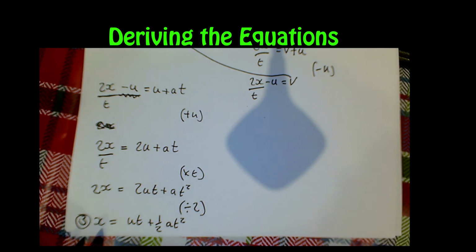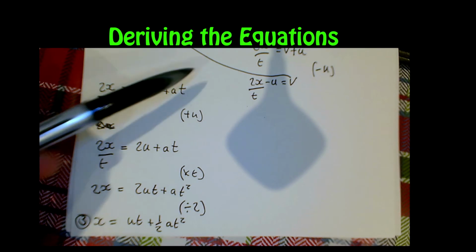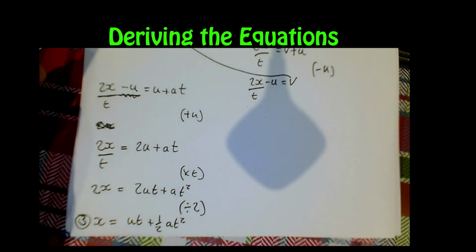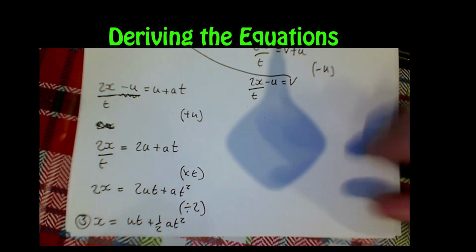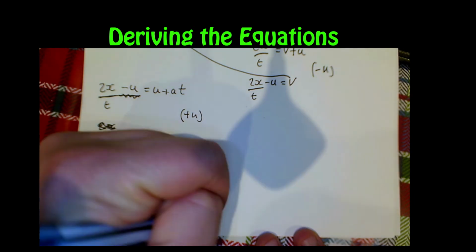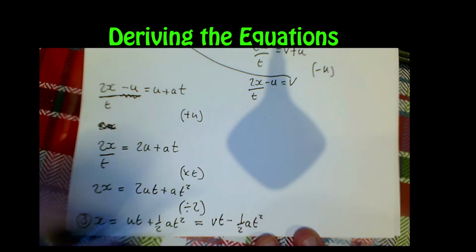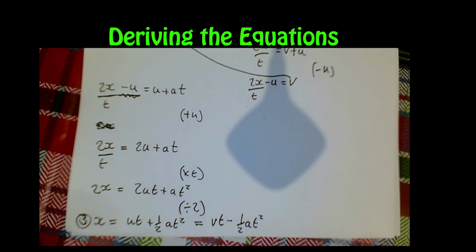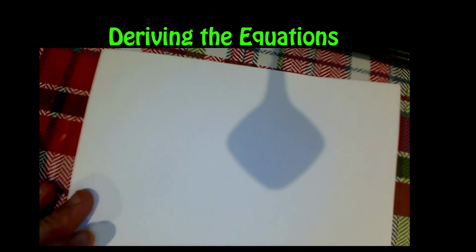Now you could see that if instead of organising for v, we did it for u, what we would get instead is x equals vt minus a half at squared, which we don't see very often. Don't see this one used very often, see the other used a lot more, but it's there for completion. Okay, on to our next equation.